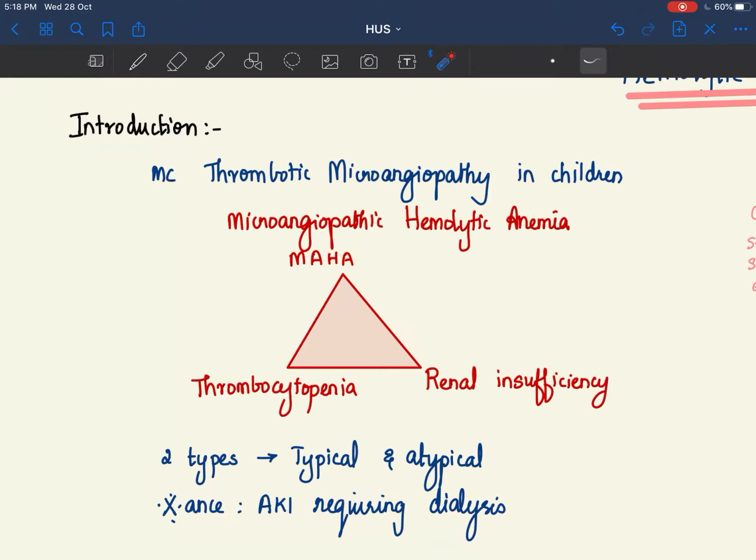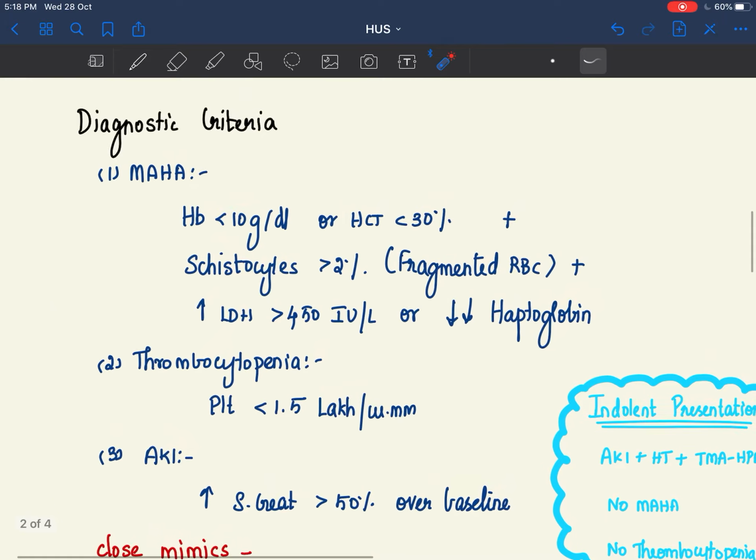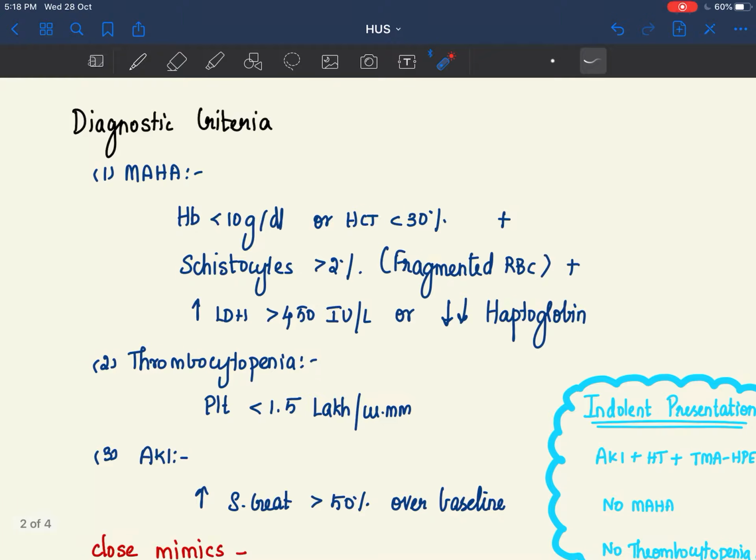The importance is that a hemolytic uremic syndrome child with acute kidney injury may require dialysis, and few of them can go on to have chronic kidney disease, and hence it is important for us to recognize this disorder early so as to prevent further morbidity. What is the diagnostic criteria? The diagnostic criteria is the same as the triad. Only thing is you have added numbers and percentages to it.